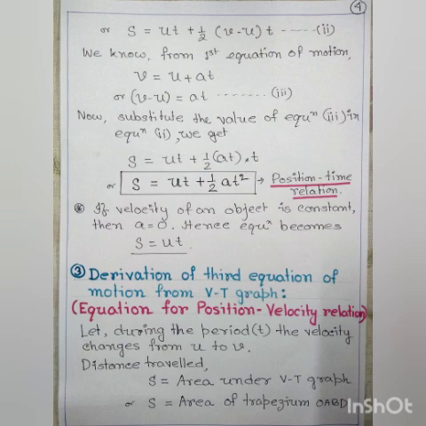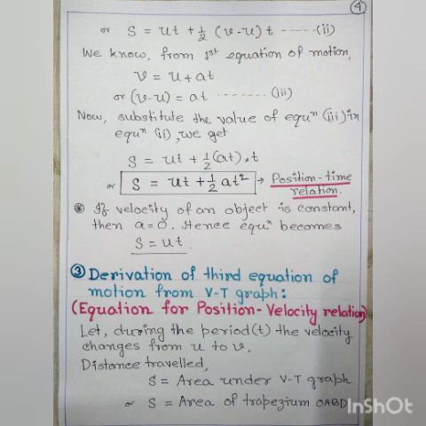Clear? Now, let us consider a special situation: if velocity of an object is constant. If velocity is constant, means there is no change in velocity. Therefore, acceleration a is equal to 0. So, if a is 0, you just substitute in this equation, what you will get? S is equal to ut plus 0, that is S is equal to ut. Okay. So, if no acceleration is there, means if any object is moving with constant velocity, then our formula is S equals u, constant velocity, into time, that is S equals u into t.